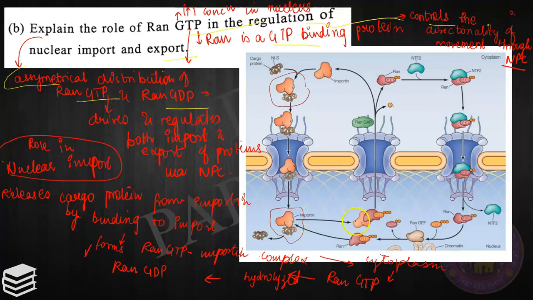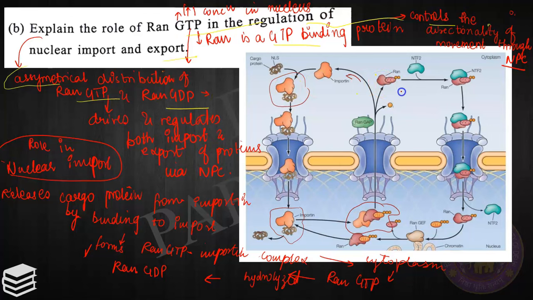How? In the nucleus there is RAN-GTP that binds to importin and causes a conformational change that leads to the release of the cargo protein in the nucleus. After the formation of the importin and RAN-GTP complex, this complex leaves the nucleus through the nuclear pore complex, and in the cytoplasm this RAN-GTP is hydrolyzed to RAN-GDP, which causes it to release importin into the cytoplasm, which allows it to bind to a new cargo protein.